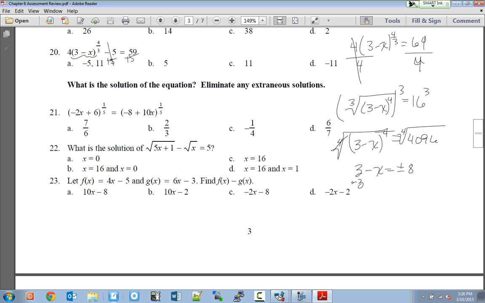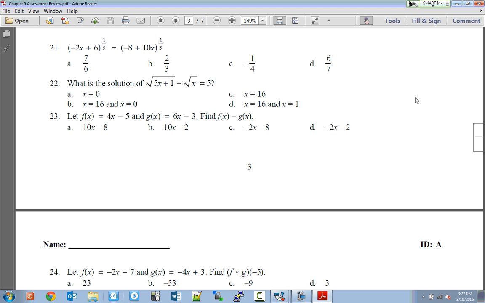All right, so now let's subtract the 3. So now negative x equals negative 8 minus 3 is negative 11, and then positive 8 minus 3 is 5, but we have a negative x here, so let's multiply everything by negative 1 to make the x positive. So x is going to equal negative 5 and positive 11. So it looks like the answer is A, negative 5 and positive 11. Don't forget, when you take an even-powered root of a number, you have the positive and the negative of that number.